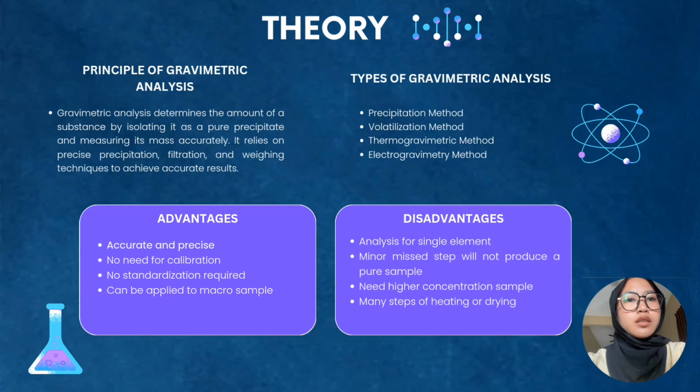Next, the advantages of gravimetric analysis. The result is more accurate and precise than volumetric analysis, there is no need for calibration and no standardization required, and it can also be applied to macro, which is large samples. For the disadvantages of gravimetric analysis, it is for a single element, and a minor misstep will not produce a pure sample. This analysis needs a higher concentration sample and has many steps of heating and drying.